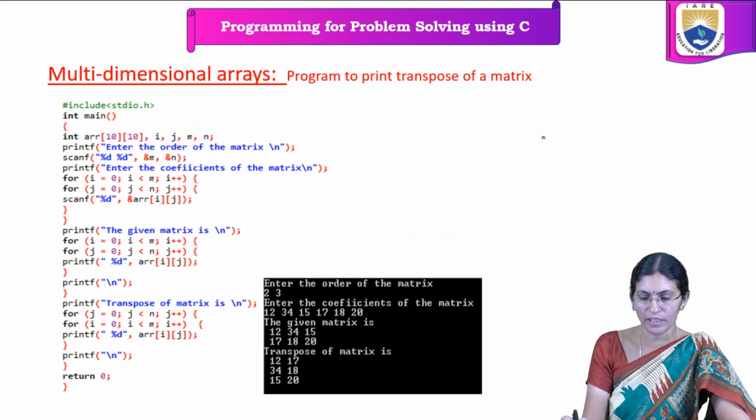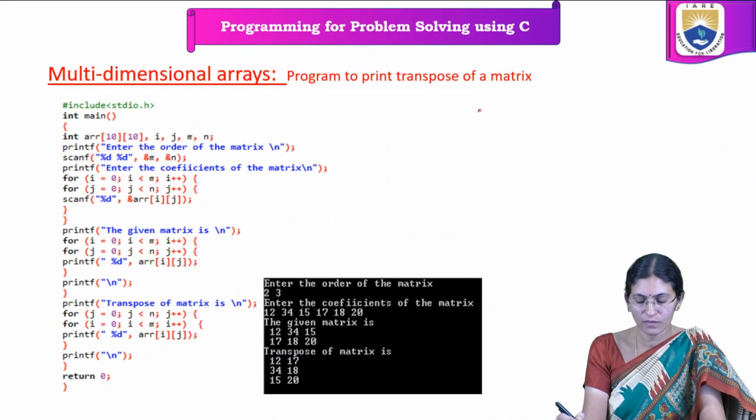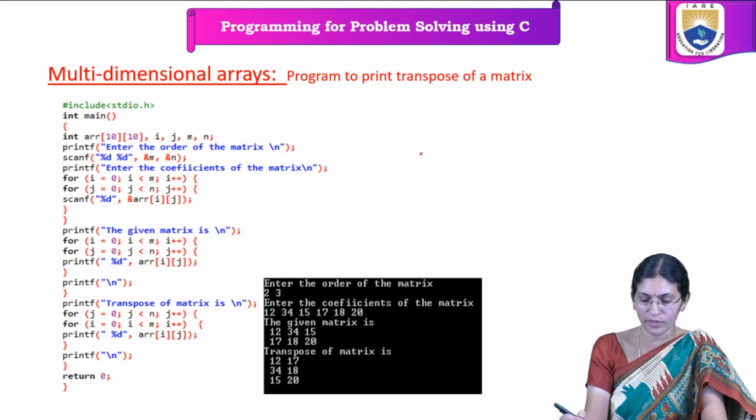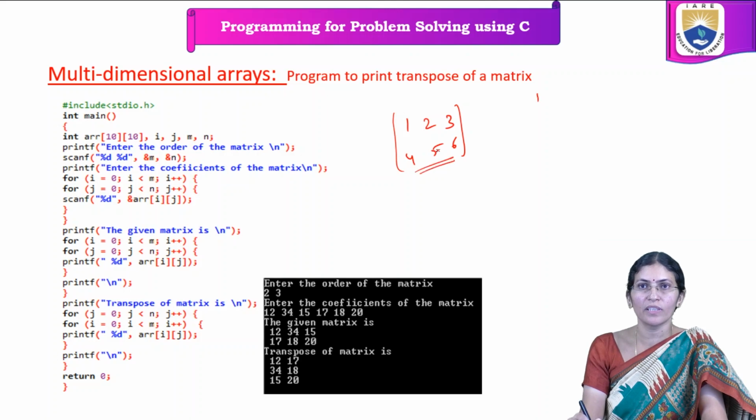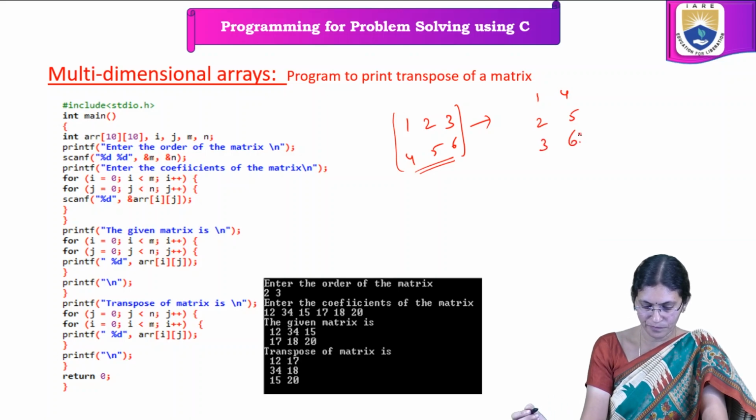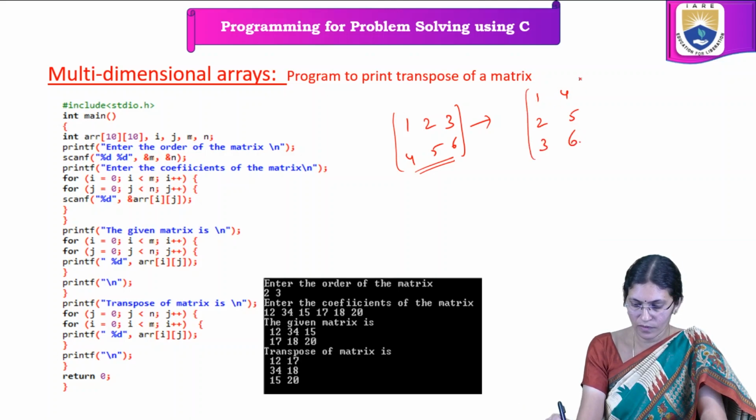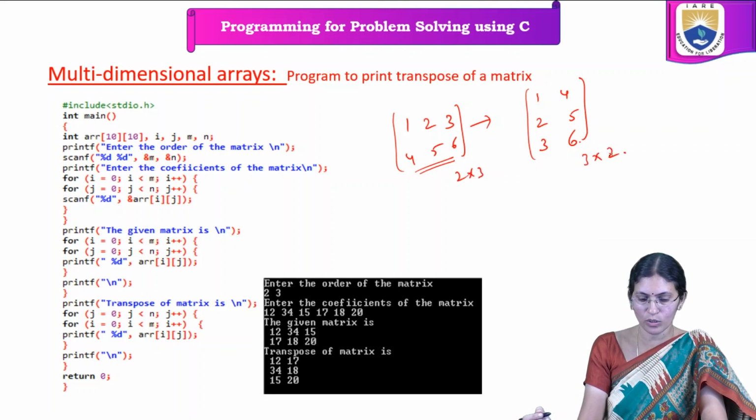Next is a program to print the transpose of a matrix. In order to take the matrix transpose, suppose we have 1, 2, 3, 4, 5 and 6. So in the transpose of this matrix, the rows and columns will be interchanged. Row elements and column elements will be interchanged. So the transpose of this matrix is 1, 4, 2, 5 and 3, 6. So this is a 2 by 3 matrix, so it will be 3 by 2.